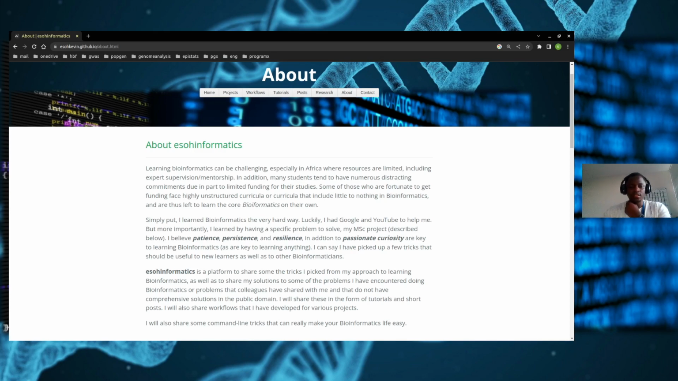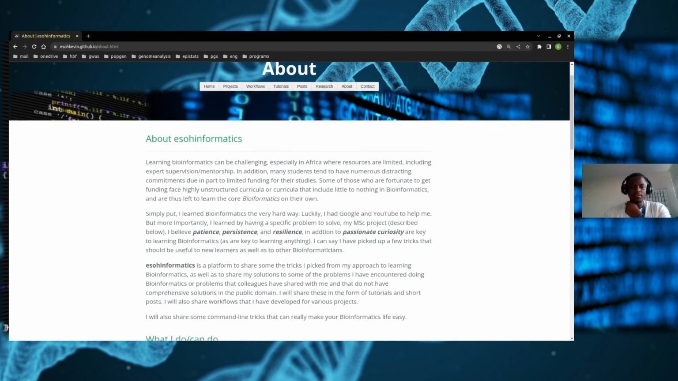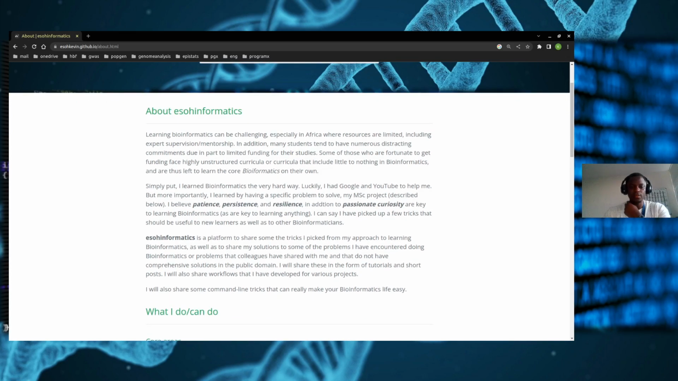And in the journey, I experienced that patience, persistence, resilience, as well as being passionately curious are key to learning bioinformatics, and these are key to learning any skill. And I believe I've picked up a few tricks and tips that can be useful to other new learners and to those that are also already practicing bioinformatics.